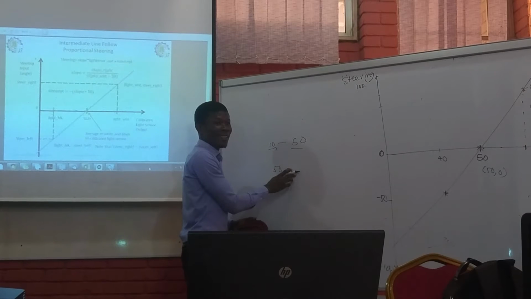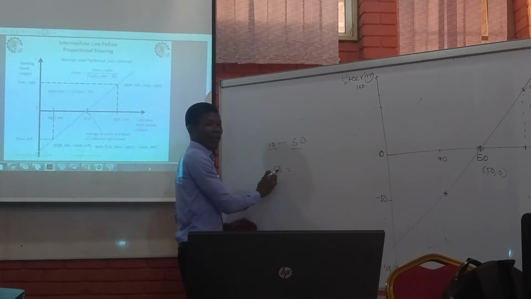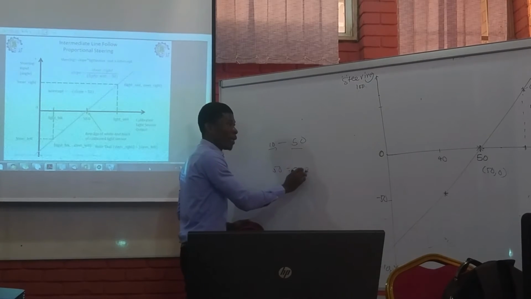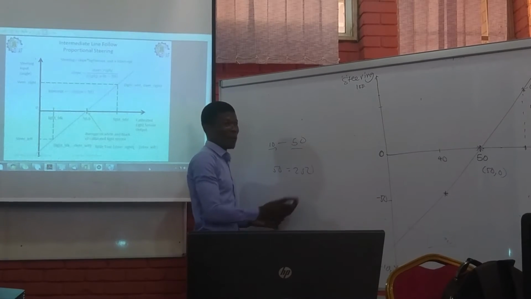What steering would you need? 100. Come again? 10 to 50. Yeah, 5. So 250. But your maximum steering is 100. So you see the value we chose was quite bad.